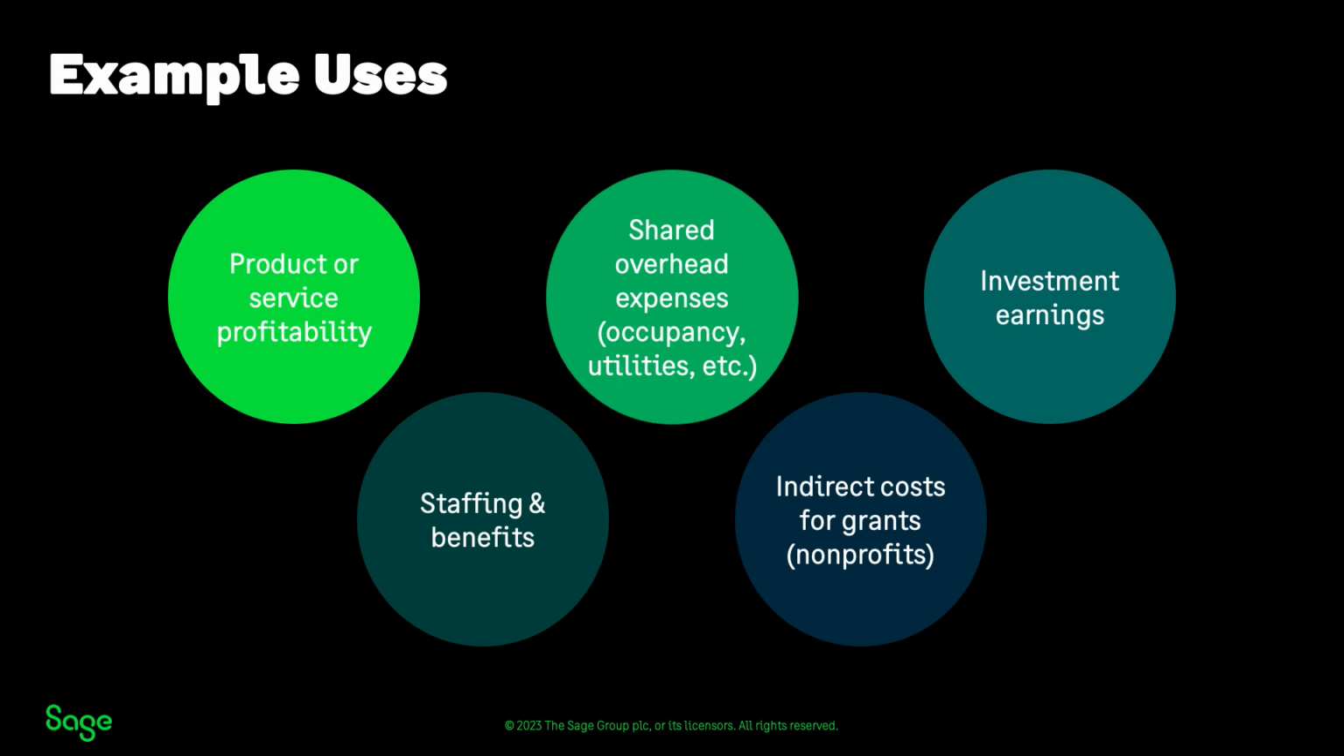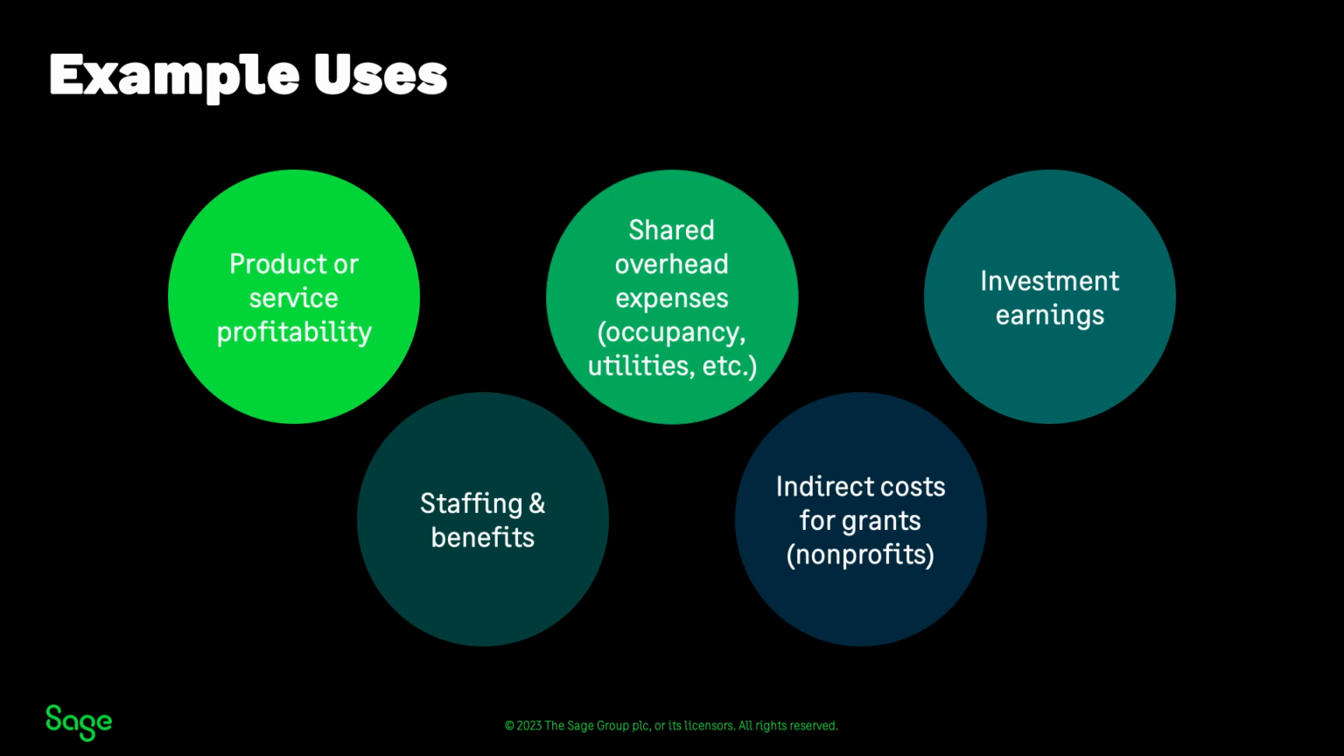Okay, so on the previous slide, we talked about using dynamic allocations to spread benefits according to salaries by program. What are some other use cases? Well, maybe we want to look at product or service profitability. Perhaps we want to, as in the example I already showed, allocate staffing and benefits according to some allocation basis based on dimensions. Maybe we want to take shared overhead expenses such as occupancy, utilities, etc., and spread the transactions that way using either financial amounts or statistical amounts.